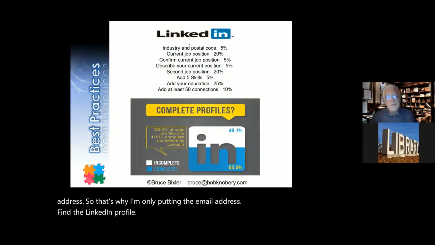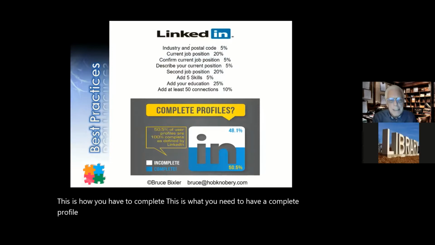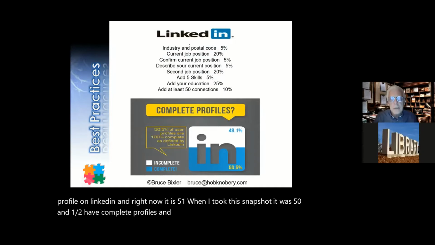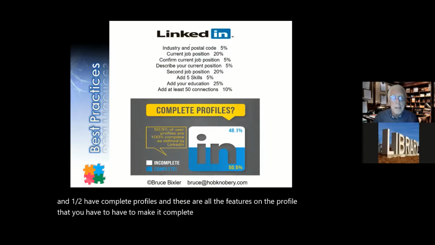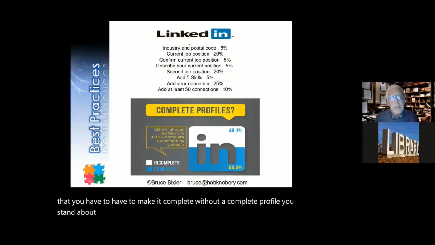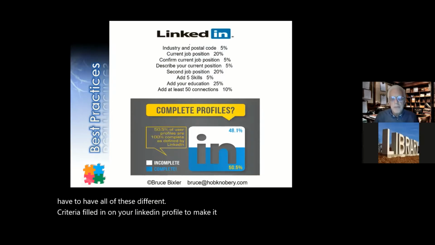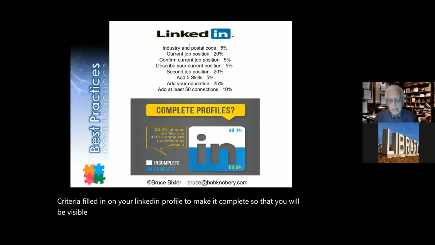Now, this is what you need to have a complete profile on LinkedIn. And right now, it is 51%. When I took this snapshot, it was 50.5% have complete profiles. And these are all the features on the profile that you have to fill in to make it complete. Without a complete profile, you stand about a 40-to-1 chance of being found on LinkedIn. You have to have all of these different criteria filled in to make it complete so that you will be visible to those that you want to find you.